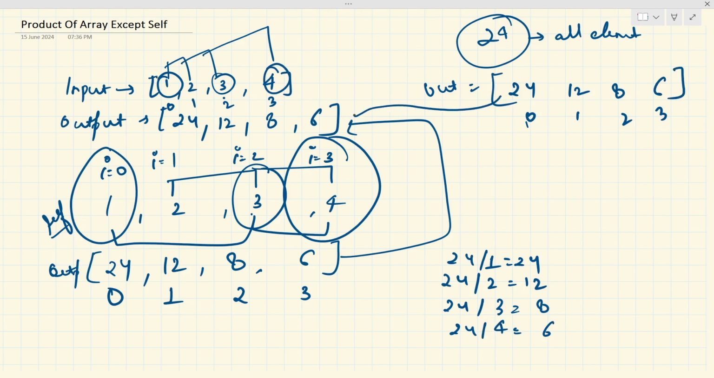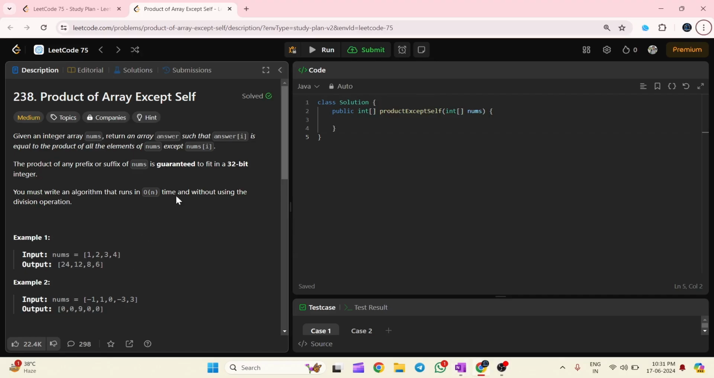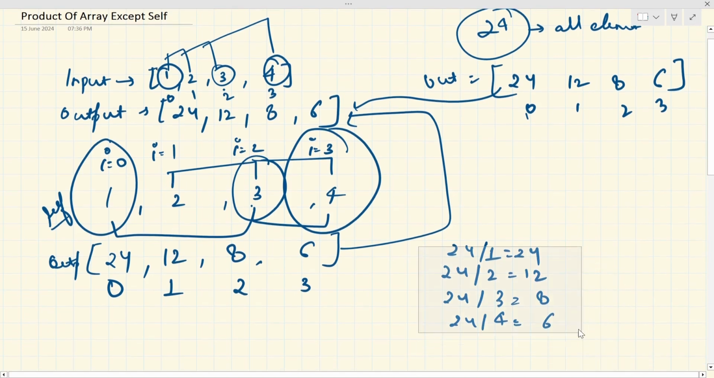So that output will definitely match with this. This is the basic approach, and a very easy approach to solve this question. But if you read this question very carefully, you can see that we have to solve this question without using the division operation. Multiplication is good, multiplication is correct, but we cannot perform the division operation.